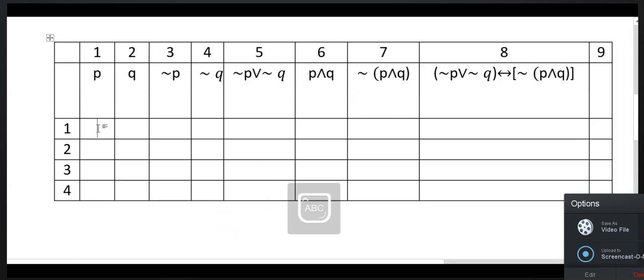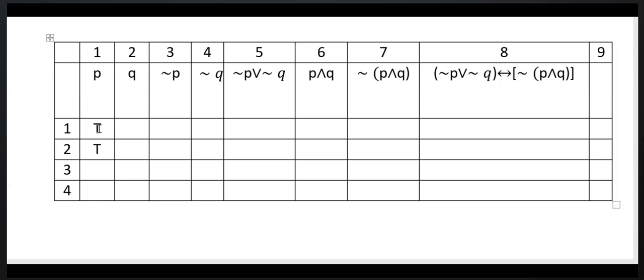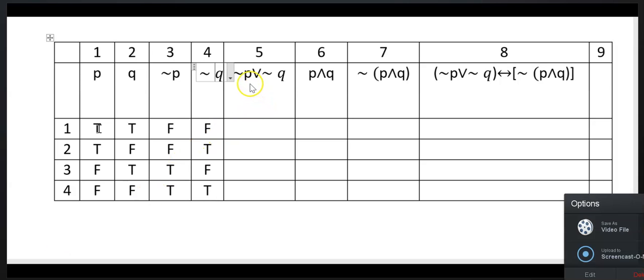Now first we'll write the values of P, that is double T, double F. Q is TF, TF. Negation of P is F F T T. Negation of Q is F T F T. And now we'll find out the OR between the negation of P and the negation of Q. This will be F T T and T.